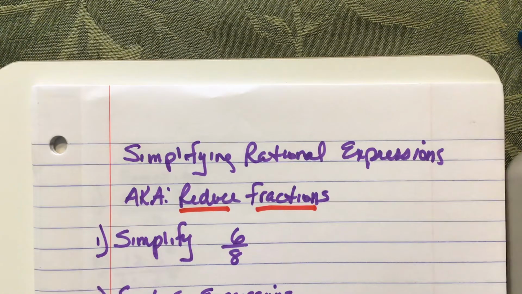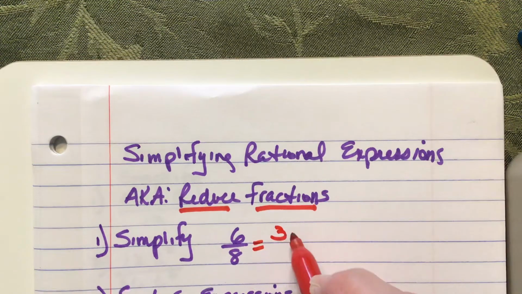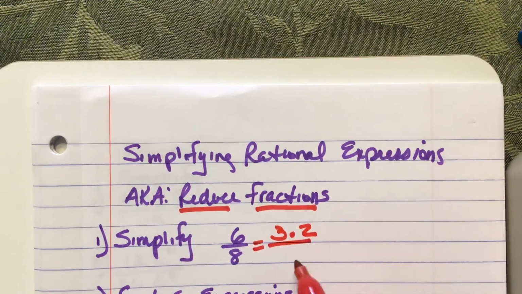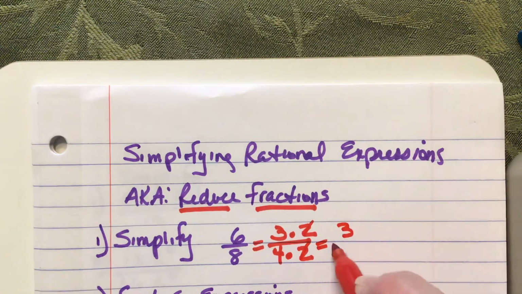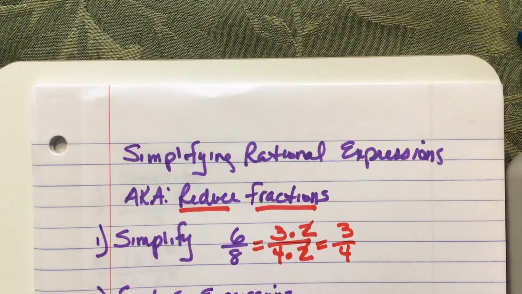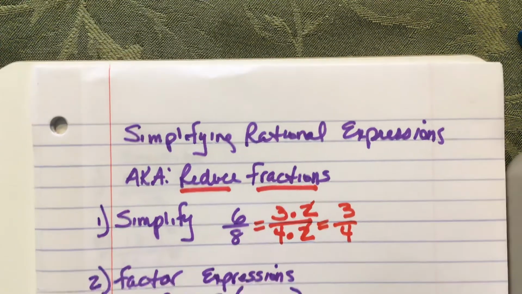If I want to simplify 6 over 8, you're going to say, oh, that's easy, it's 3/4. But what you're really doing is saying this is 3 times 2 over 4 times 2. And then what I can do is I can simplify 2 over 2. They cancel out. And I can end with it equals 3 over 4. So we're going to simplify things and cancel them out today.